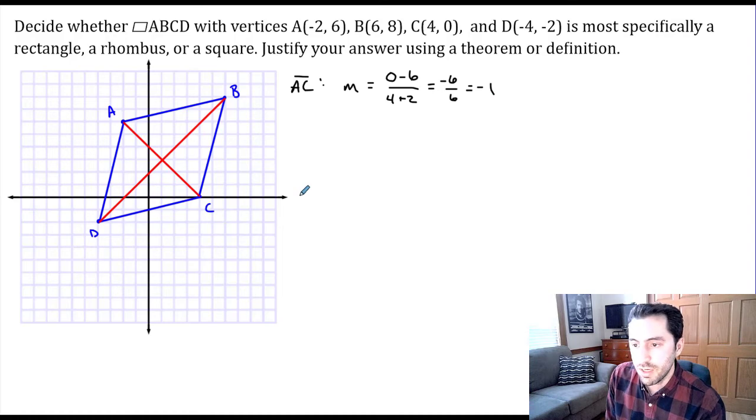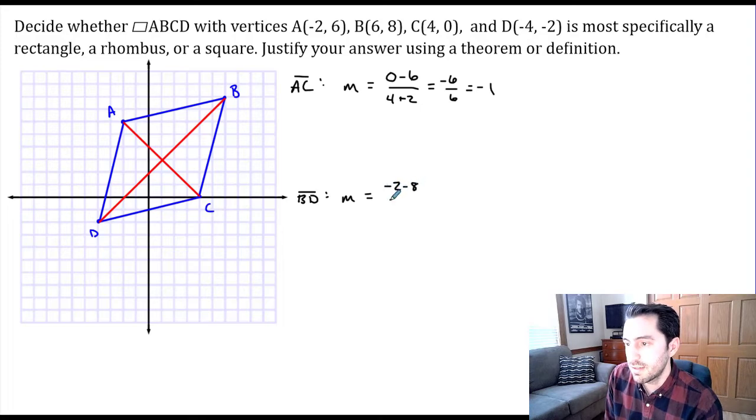And now for the other diagonal, BD, again, we could just take a look at the graph and we could count it out. It looks like it has a slope of +1, judging by the graph. But let's verify by using our formula. So subtracting the y values, -2 minus 8, and subtracting the x values, -4 minus 6. Here we get -10 over -10, which does simplify to +1.